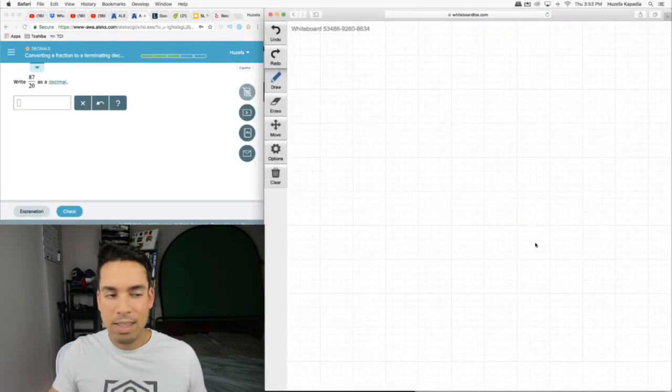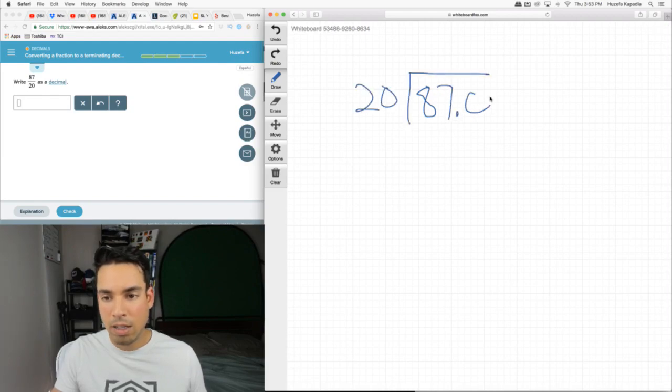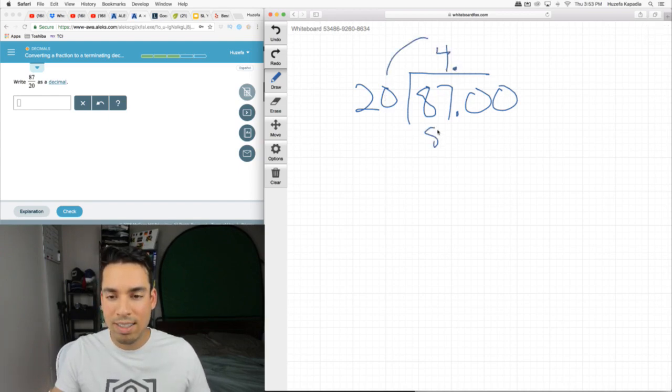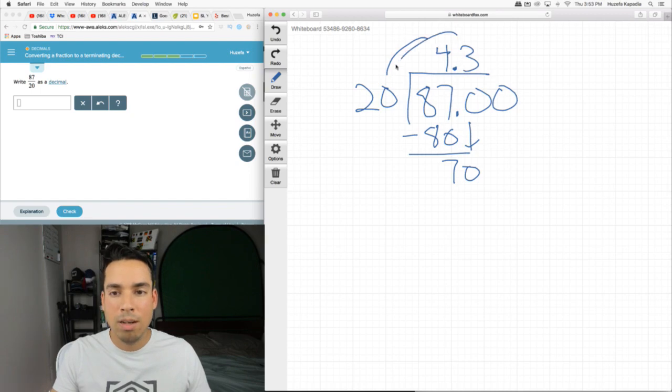And last but not least, 87 over 20. Let's go ahead and do this division. I'm going to add a couple zeros here and make sure to put my decimal right on top. 20 goes into 87 4 times. 4 times 20 is 80. Do the subtraction. Bring down the 0. 20 goes into 70 3 times. 3 times 20 is 60.